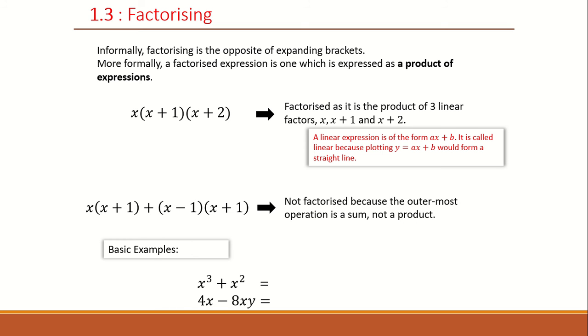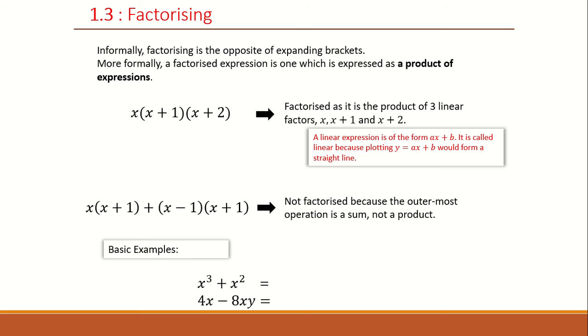Secondly, this expression here, x plus 1 plus x minus 1 times x plus 1, is not a factorised expression because the outermost operation is a sum, not a product. Here we have basic examples of what you should remember from GCSE. Please have a go.